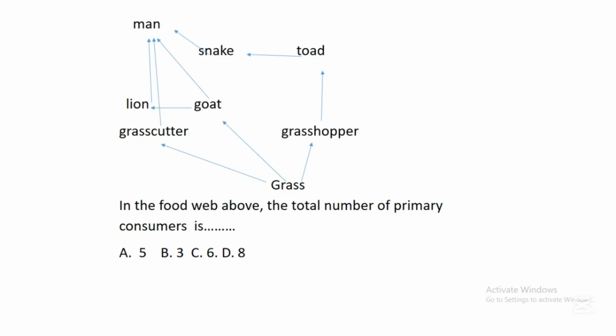The next question says, in the food web above, the total number of primary consumers is dash. A. 5, B. 3, C. 6, D. 8. In this question, the correct answer is B. 3. So we can see in this video that there are 3 primary consumers. These include the grass cutter, the goats, and the grasshopper. These 3 organisms feed directly on grass, and that's why we call them primary consumers.